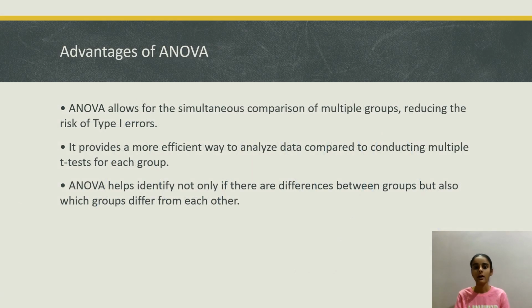Advantages of ANOVA. ANOVA allows simultaneous comparison of multiple groups, reducing the risk of type 1 errors. It provides a more efficient way to analyze data compared to conducting multiple t-tests for each group. ANOVA helps to identify not only whether there are differences between the groups but also which groups differ from each other.